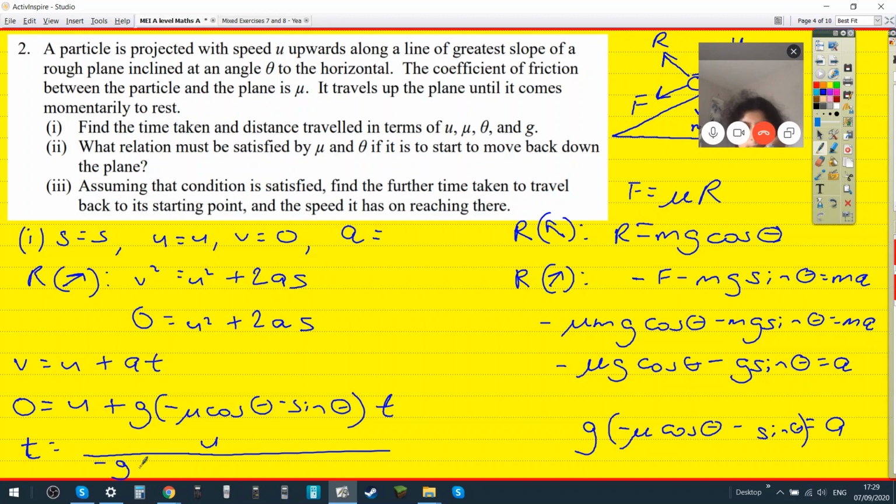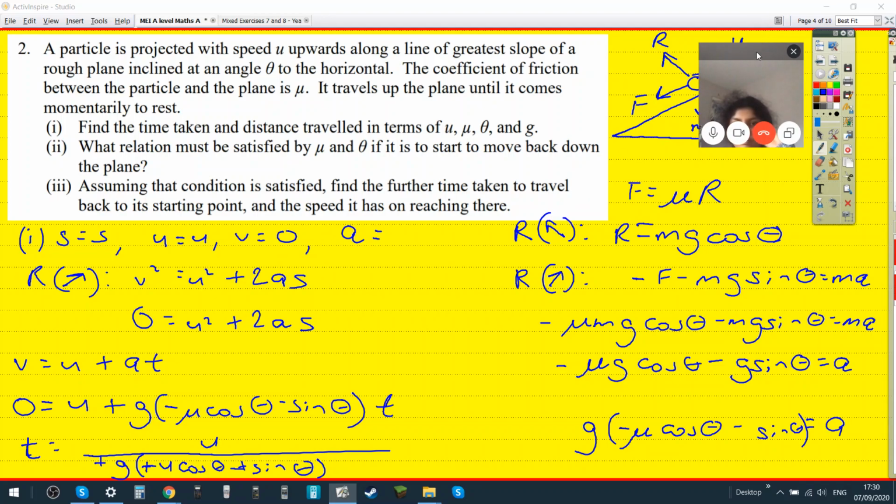Minus g, minus u cos theta minus sine theta. And this will all become positive. Yeah. So we might as well just make that all positive. So that's t in terms of u and theta, in terms of u, mu, theta, and g. So that must be for the distance.